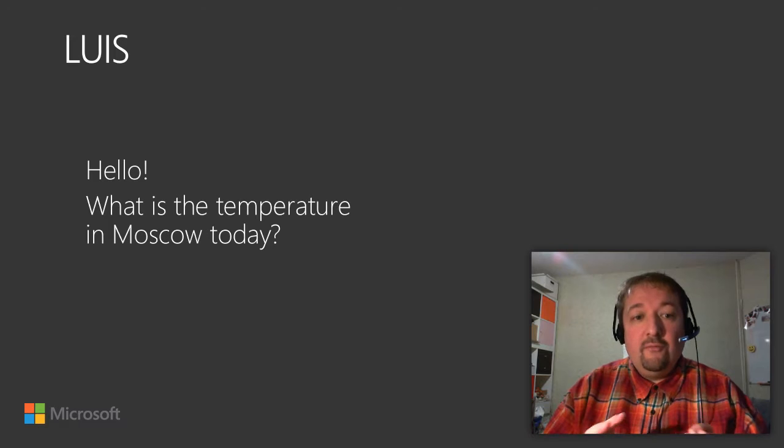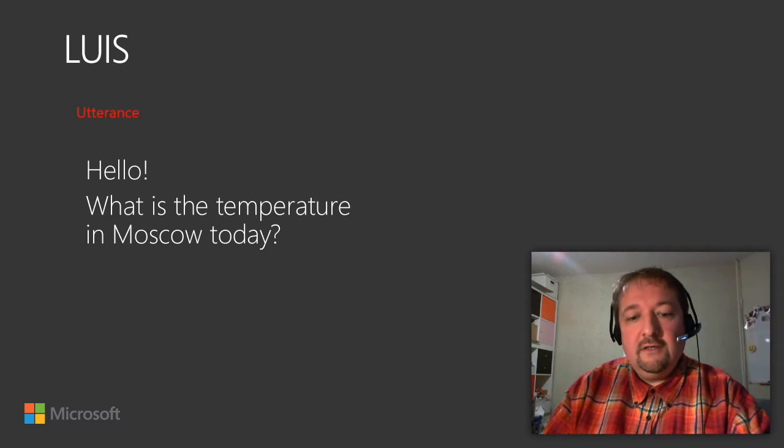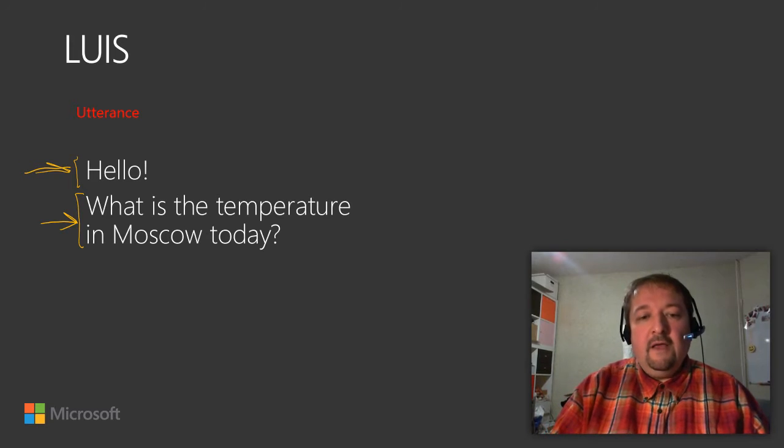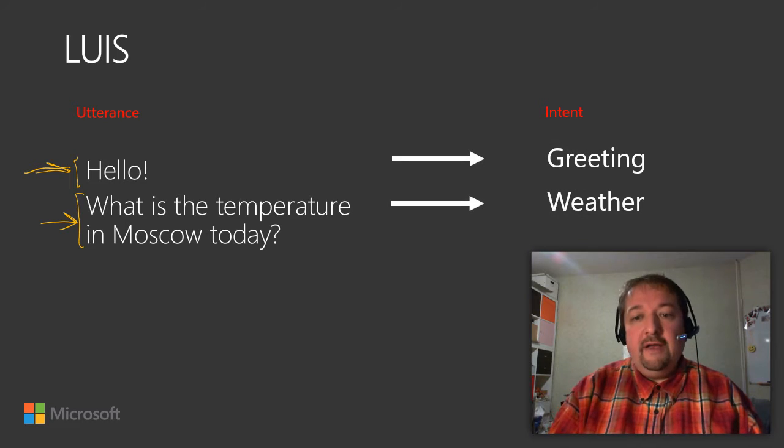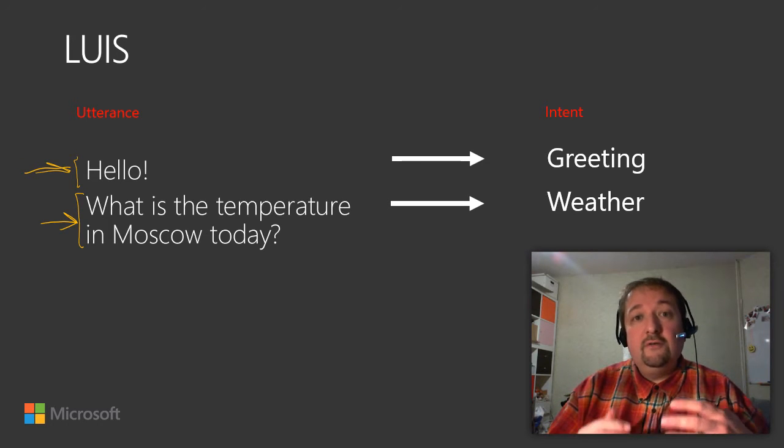Another extremely useful service is called LUIS, Language Understanding Intelligence Service. And the idea of LUIS is to try and get some understanding from short phrases. For example, if you are building a chatbot which will give you the weather, the possible phrases that you would be able to give this bot are hello, or what is the temperature in Moscow today. And those phrases are called utterances. And for each phrase, we want to be able to determine the intent, what the user actually meant by this phrase. So for example, by hello, the user meant to greet the bot, and by what is the temperature in Moscow, he wanted to know the weather.